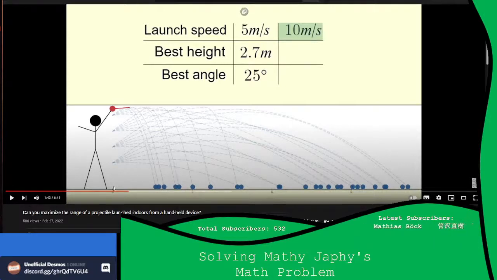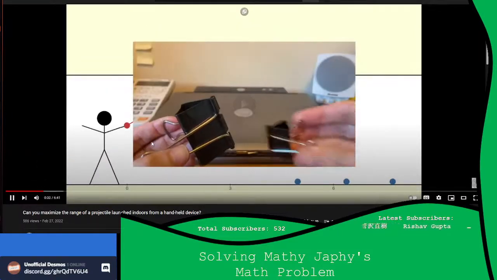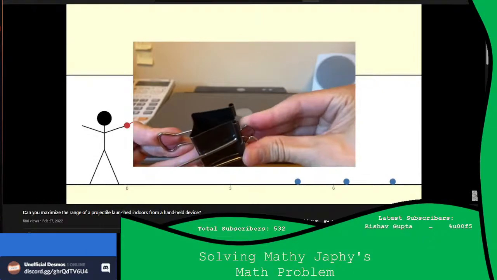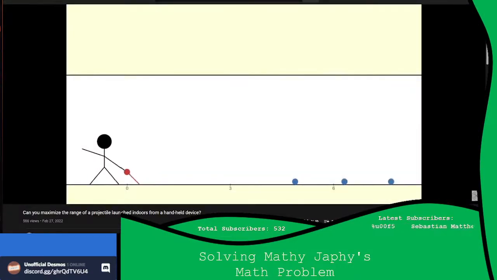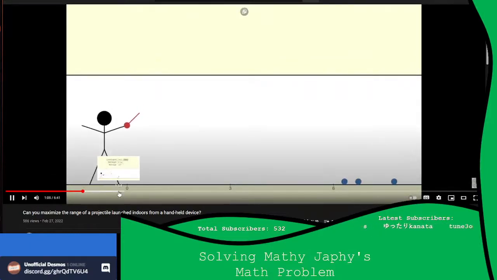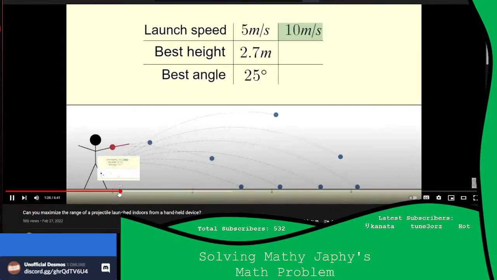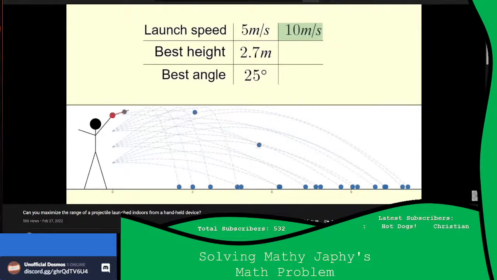Japhy gave us this interesting problem. You can use a binder clip to launch another binder clip. I think I'm just going to disable the music. So then you wonder, how can I maximize the distance this thing travels? Of course, if the projectile hits the ceiling, it's better to be lower so that you can aim upwards, giving the projectile more airtime.